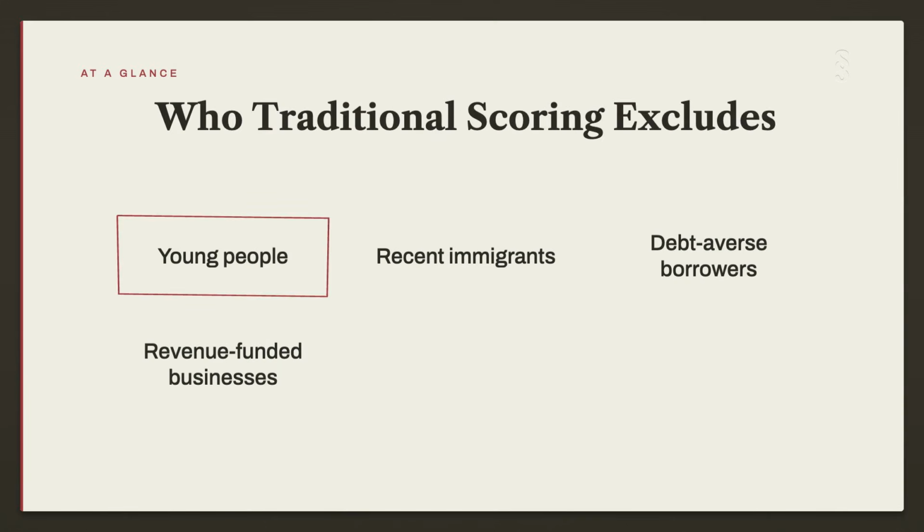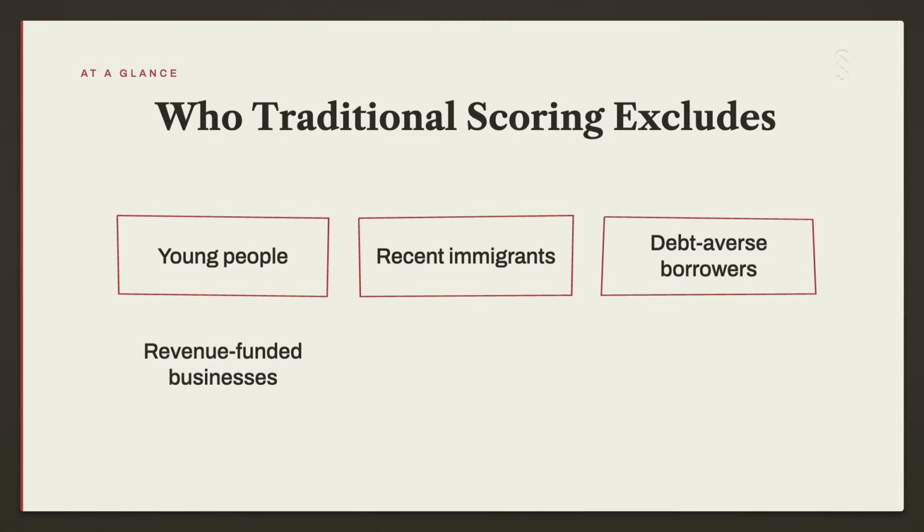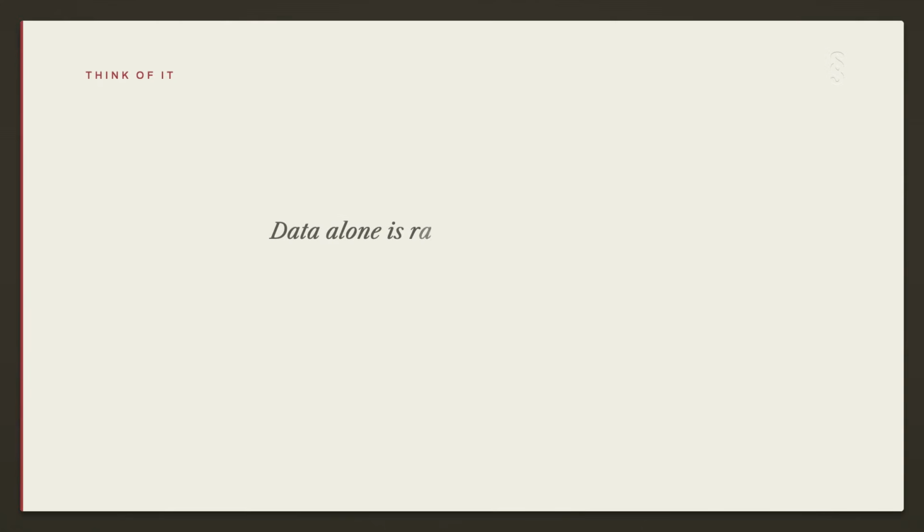Traditional scoring is backward-looking and demands a history of formal borrowing. That requirement systematically excludes the young, recent immigrants, people who avoid debt on principle, and small businesses funded by revenue, none of whom are inherently risky.